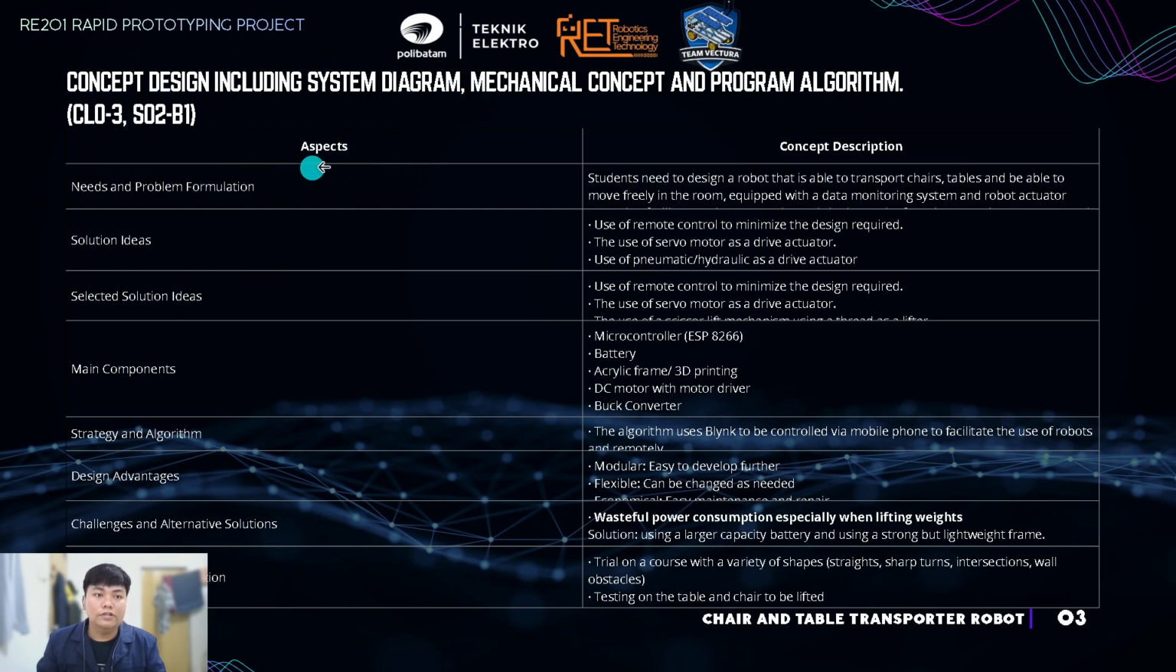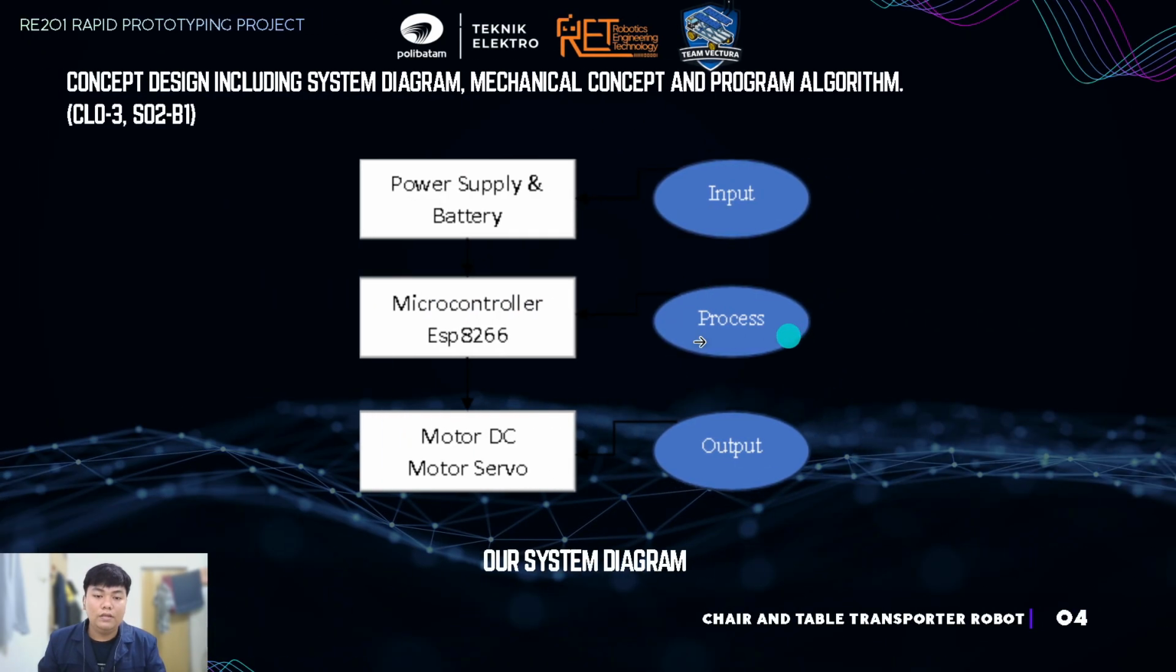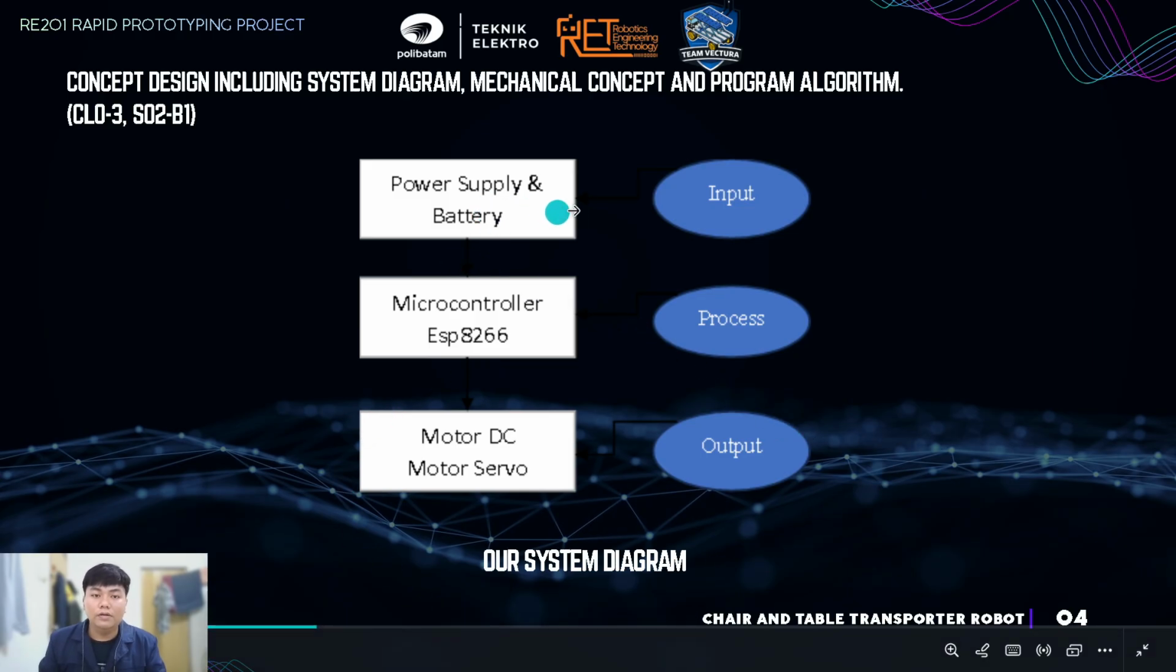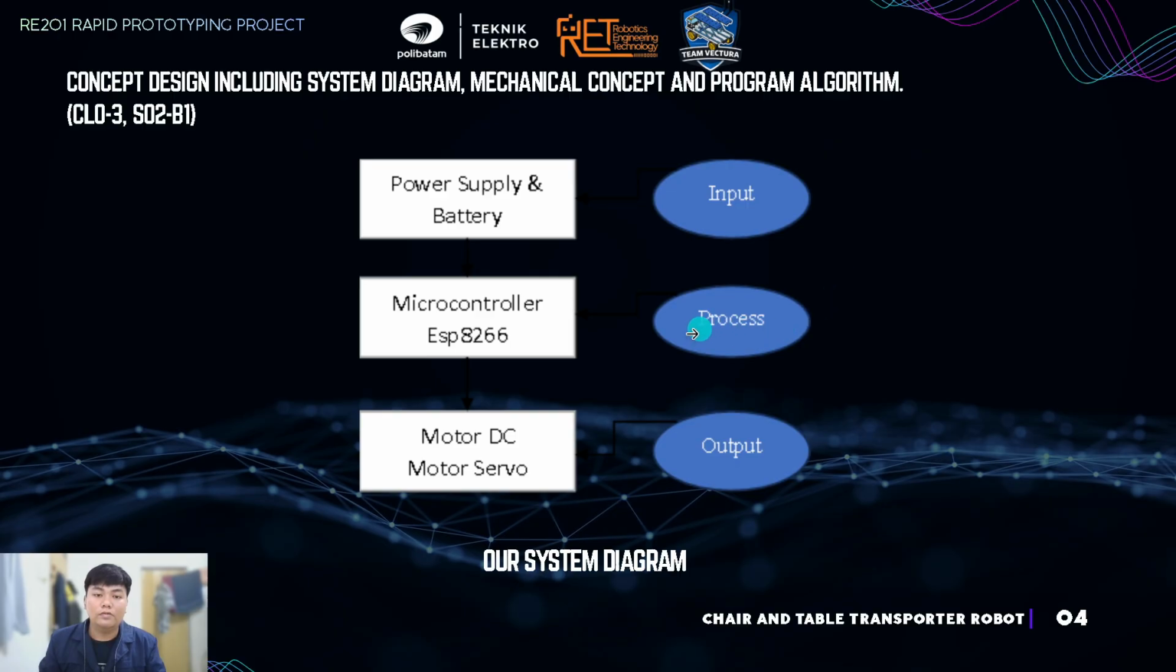This is the concept design, covering the aspects of need and problem formulation, and main components. The concept description is that students need to design a robot able to transport chairs and tables and able to move freely in the room, in the auditorium. The main components are microcontroller, battery, acrylic frame, DC motor, buck converter. And this is the system diagram: the power supply and battery as input, microcontroller to process, DC motor and servo motor as output.